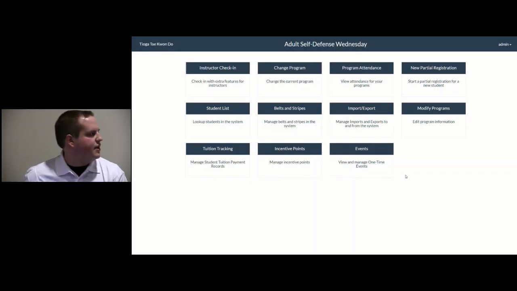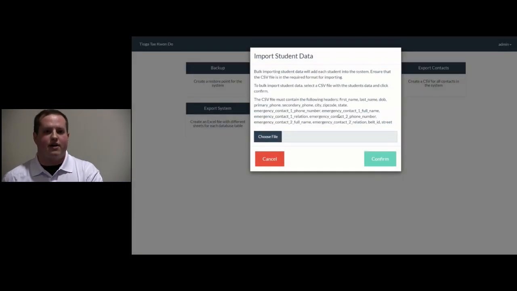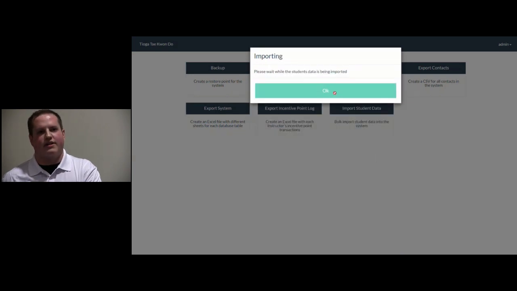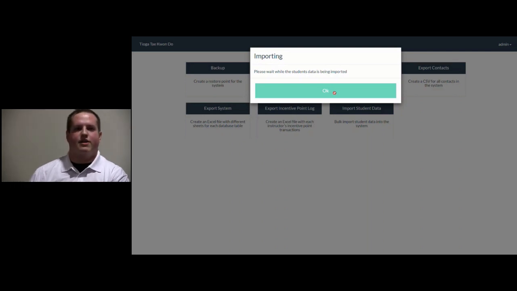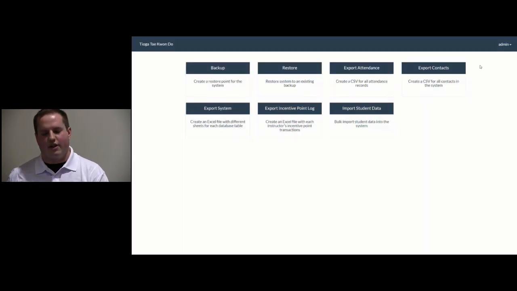Now we're going to take a look at the bulk import of student data. This is done through a CSV file that you can create by entering the data within an Excel file and then downloading it as a CSV. You can then import this into the system, and this import is doing about 50 students, so it does take some time to complete, but it's much quicker than individually going and entering the personal information for each individual student.